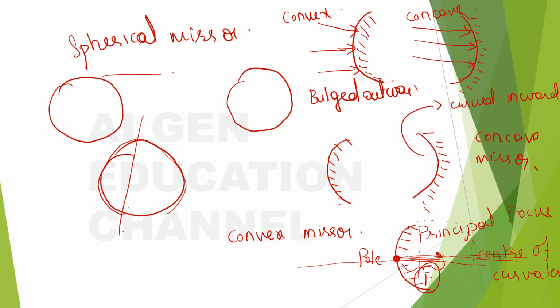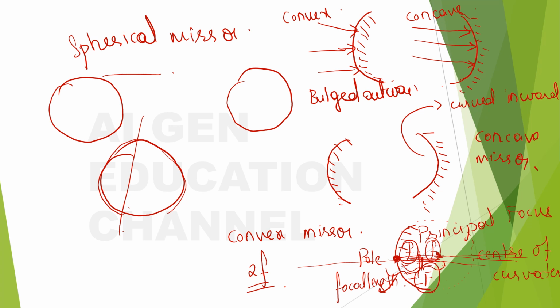The other thing you have to understand is the focal length. What is focal length? It is the distance between the pole and the principal focus. As the principal focus is the midpoint of these two, if this is the focal length F, then this will also be F. So the distance between the pole and the center of curvature is 2 times the focal length. I hope you all understood this.